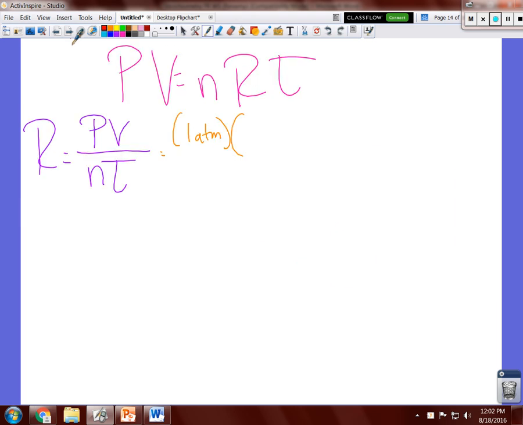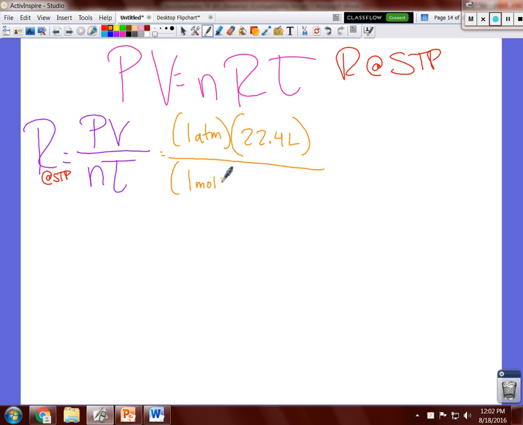All right, so let's go back to this. So volume at STP, and again, we're solving for R at STP. This is what we're calculating. So at STP, we know that the volume is going to be what? 22.4 liters. So at STP, how many moles would that be? 1 mole. What would your temperature be? Very good.